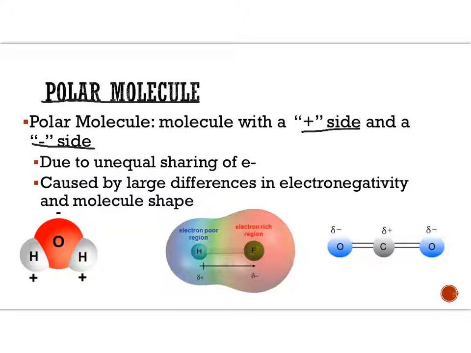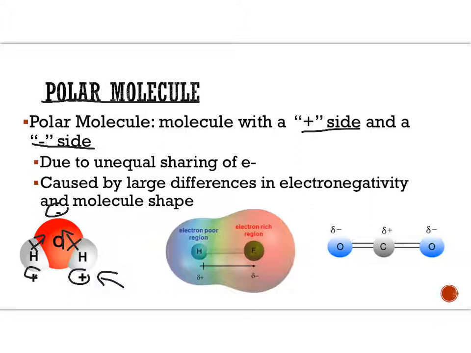So for example, water is a polar molecule. The oxygen side is negative and the hydrogen sides are positive. And that is because oxygen is much more electronegative than hydrogen. So even though the electrons are shared, the electrons tend to be shared more by the oxygen. That means the electrons spend more time with the oxygen, making it negatively charged, and less time with the hydrogens, making them positively charged.